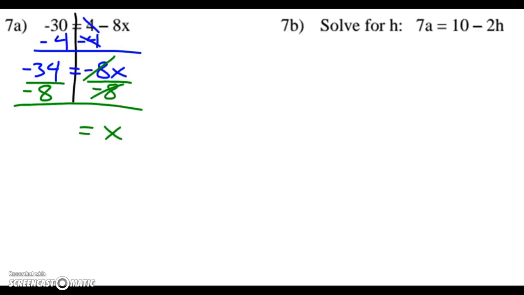Cancel. We'd have -34 over -8. Two negatives dividing is going to give us a positive. If I reduce 34 over 8, I can divide both of those by 2. I get 17/4. So you could leave your answer like that, or you can turn it into a mixed number, 4 1/4, or a decimal, 4.25. So any of these answers would be fine.